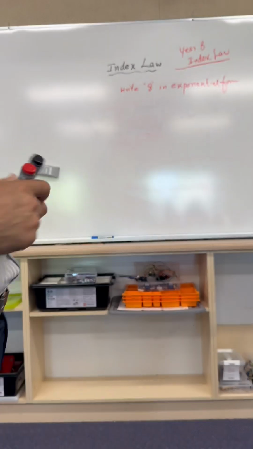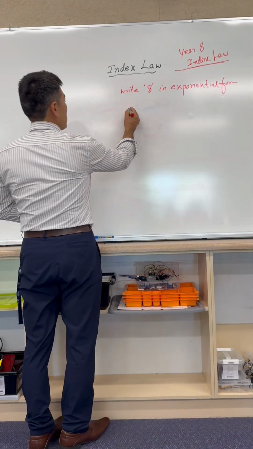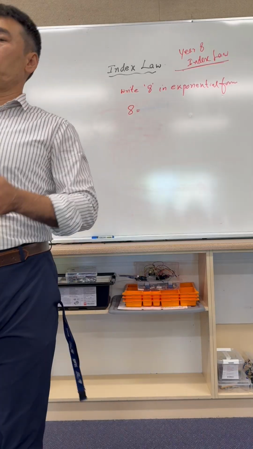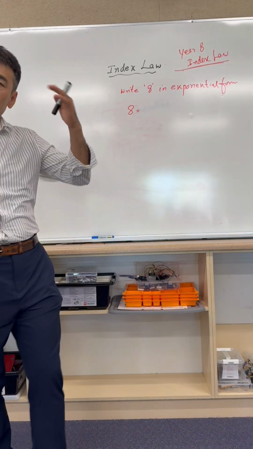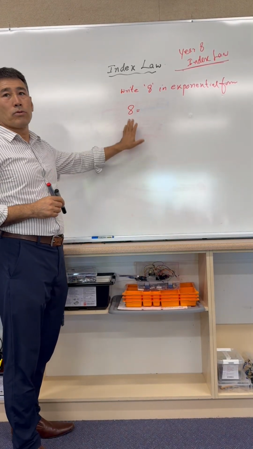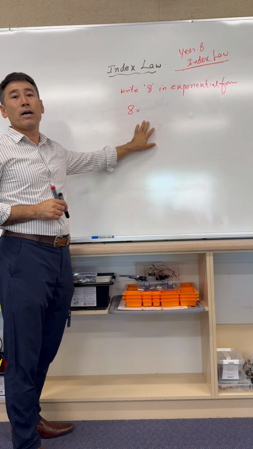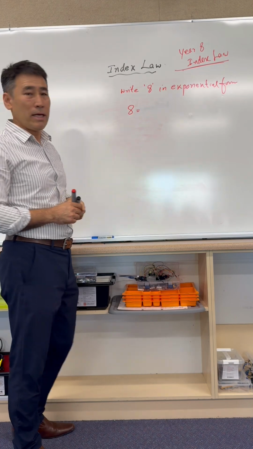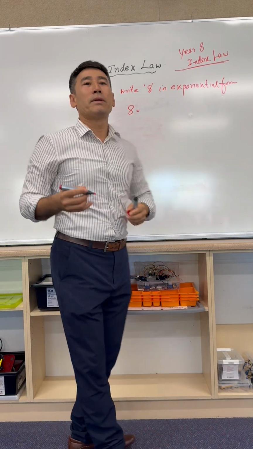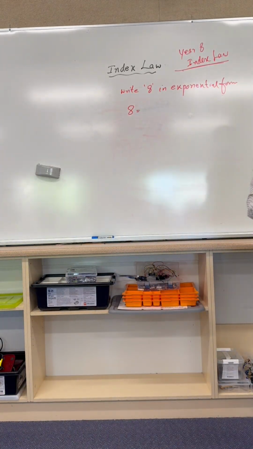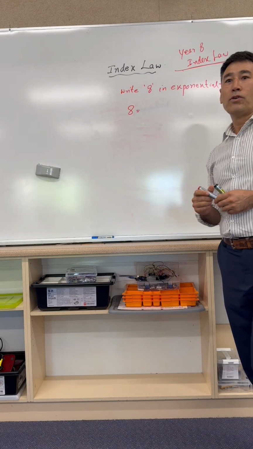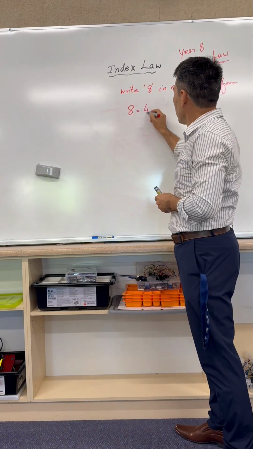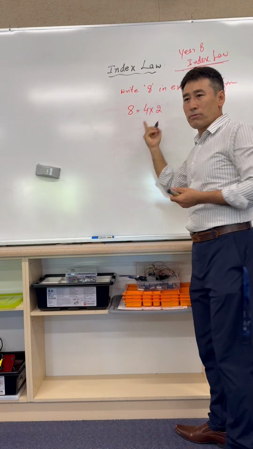Let's go again. If your teacher asks you to write 8 in exponential form, like the previous one we did, what I'm going to do first is try to factorize this, like divide it into smaller pieces. 8, okay? What are the 2 numbers which make 8 when you times them? 4 times 2. That makes 8.